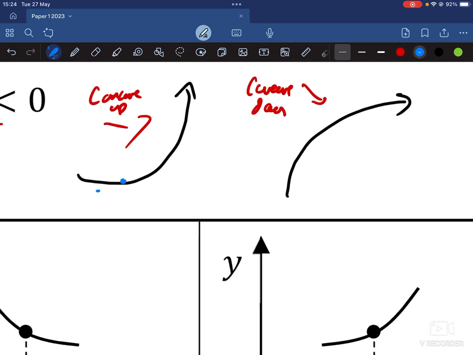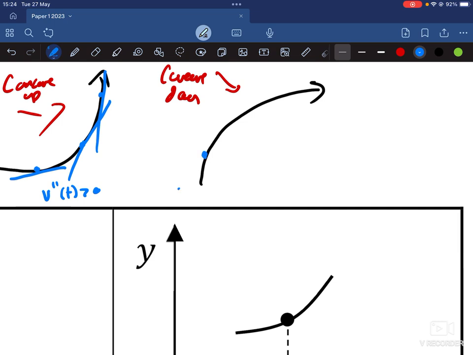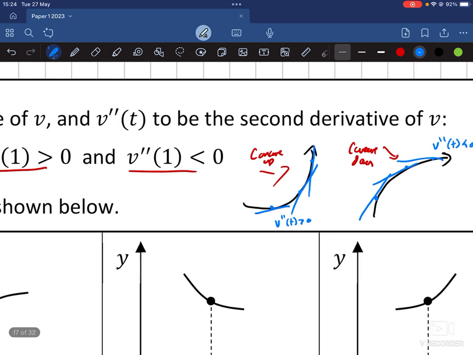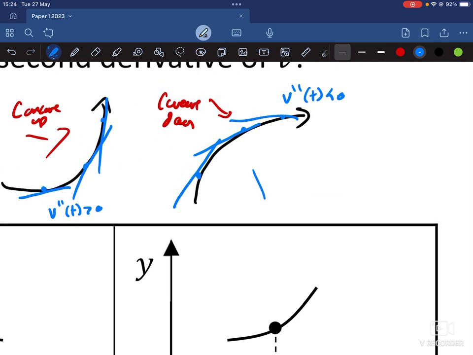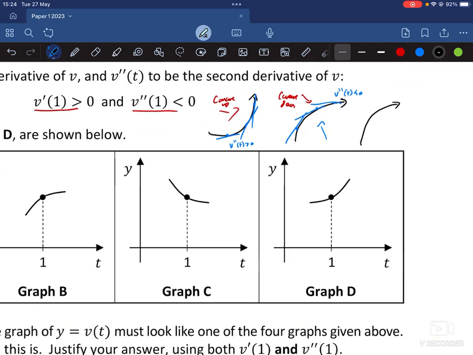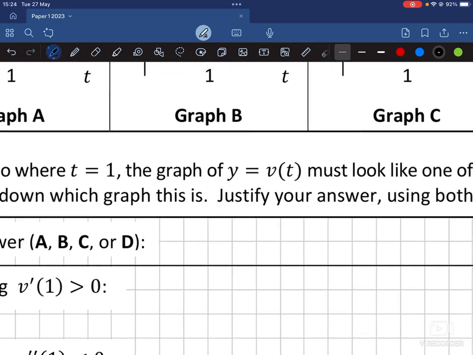So see here, if you were to draw a tangent here, it would look like this. Then if you were to draw a tangent here, it would look like this. And then here, it would look like this. So this one is where the second derivative is positive. While this one, if you were to draw the tangent, you can see they get lower and lower. So for this one, the second derivative would be negative. So basically what I'm saying is that our graph is going to look something like this one here. So we're looking for a graph that looks like this. So obviously straight away, we can see it's going to be graph B.